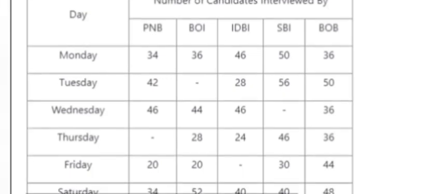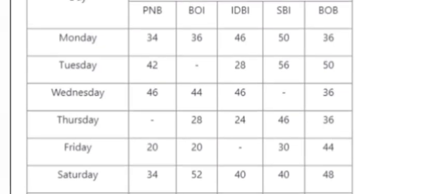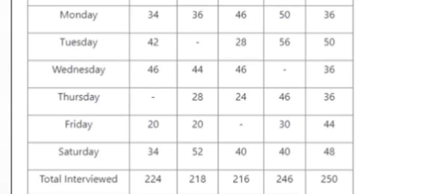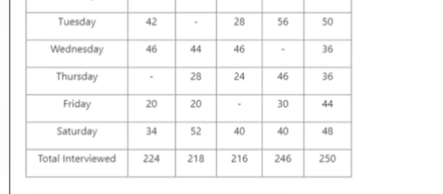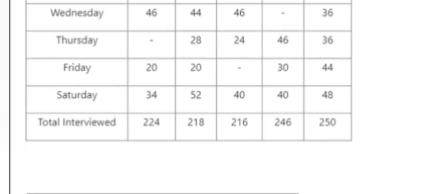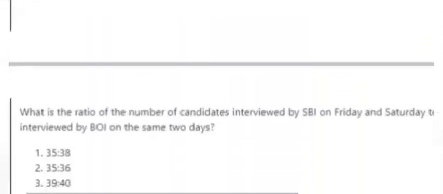Monday, Tuesday, Wednesday, Thursday, Friday, Saturday. PNB 34, 42, 46, 20, 34, BOI 36, 44, 28, 20, 52, IDBI 46, 28, 46, 24, 40, SBI 50, 56, 46, 30, 40, BOB 36, 50, 36, 36, 44, 48. Total interviewed 224, 218, 216, 246, 250. Got it? Now we have to solve the question.